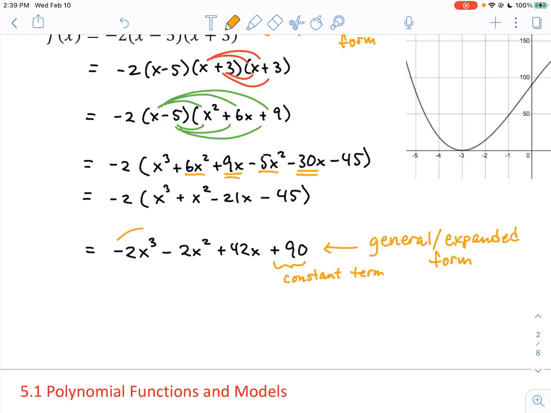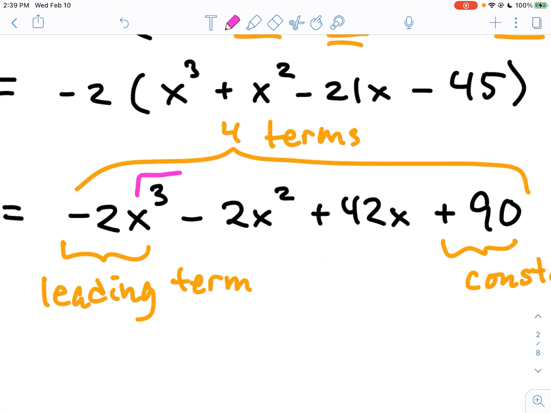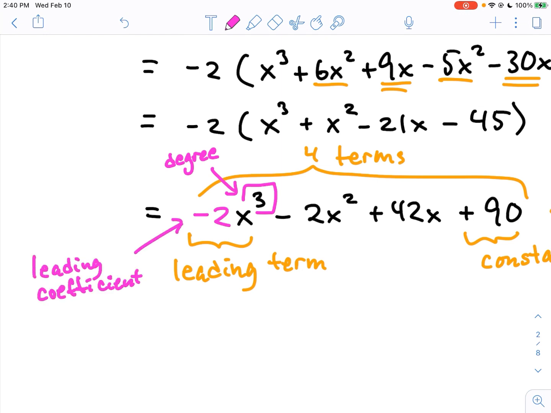We can see that there are a total of 4 terms, so we call this a 4-term polynomial. The highest powered term is called the leading term, and the highest exponent present, which is 3, that's called the degree of the polynomial. So this is a 3rd degree polynomial. And then that negative 2 is called the leading coefficient. So the leading term is negative 2x cubed, but the leading coefficient is negative 2.